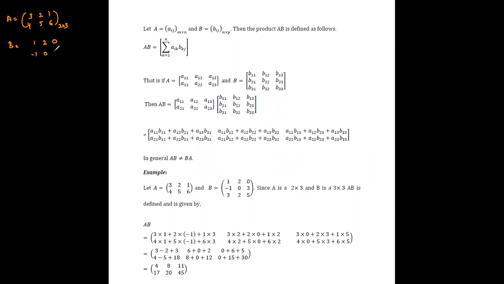Here in this note, matrix A is given as 3, 2, 1 and 4, 5, 6. Then matrix B is given as 1, 2, 0, minus 1, 0, 3, and 3, 2, 1. Here you can see that this is a 3 by 3 matrix. Now you are asked to obtain the value for matrix AB.